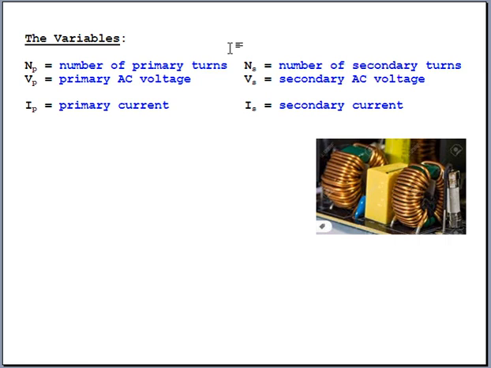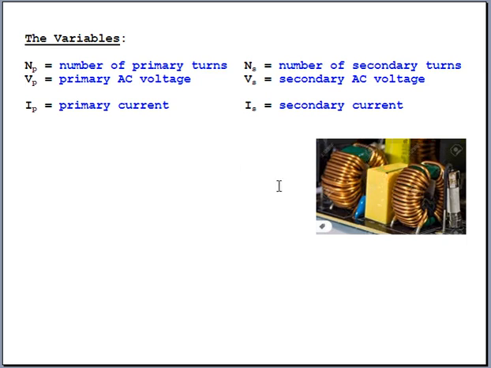Okay, the variables that we're going to be playing with. We're going to have 6 of them. They come in pairs. For each side of the transformer, we're going to be talking about the number of wraps of wire. Capital N is just the number of wraps of wire you have. If we put a P on there, then it's the number of wraps on the primary side. And an S would be the number of wraps on the secondary side, the output side.